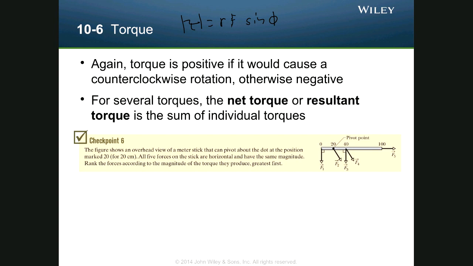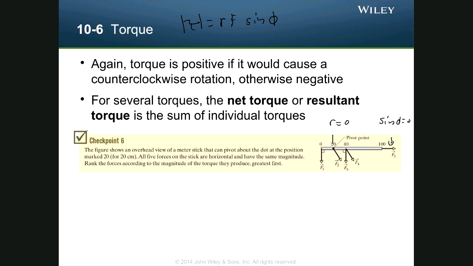Well, we want to be careful because if we look here, we should be able to tell which ones are 0 first. I always like to go to the least. So if we look here for F2, R is 0, right? And for F5, sine phi equals 0, right?